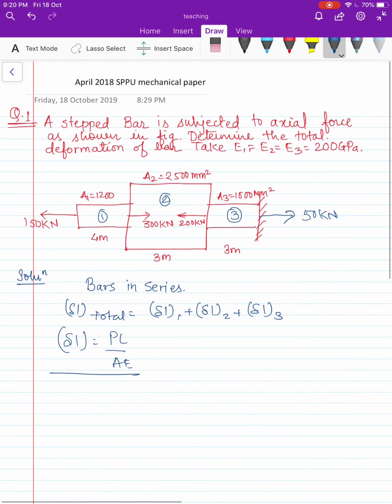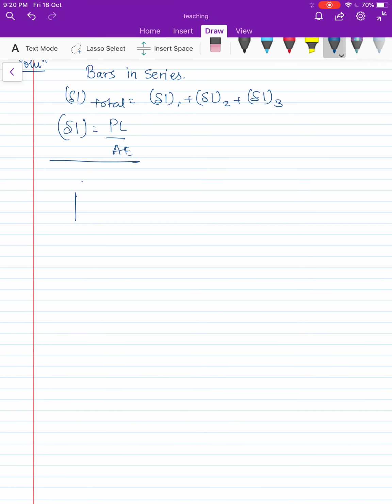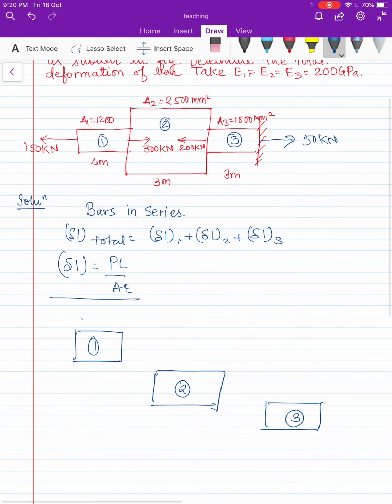Once we found out the reaction, then we must go for drawing the free body diagram of this figure. Now there are three bars in series, so let's start with the free body diagram. In the free body diagram, we need to calculate the forces on each and every bar. To calculate the forces on each and every bar, we will use the section method.